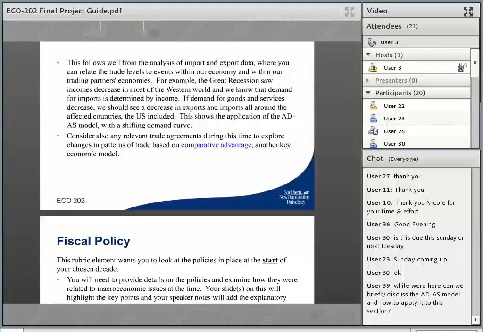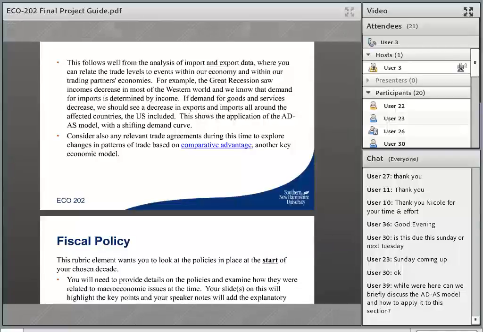So Jonathan asks, while we're here, can we briefly discuss the aggregate demand, aggregate supply model and how to apply it to the section? Absolutely. In this case, it's mostly going to play out on the aggregate demand side, because aggregate demand is basically the GDP formula. The GDP formula is consumption plus investment plus government spending plus net exports. So changes to the level of imports and exports are going to impact aggregate demand.